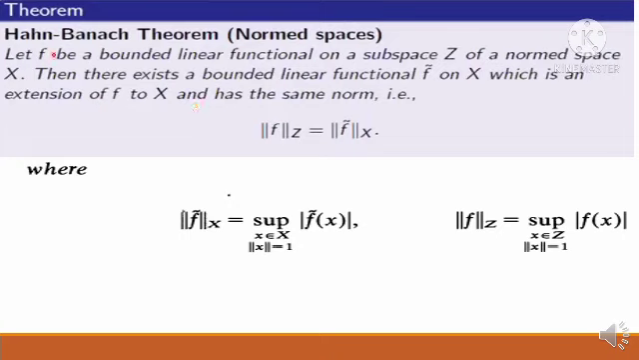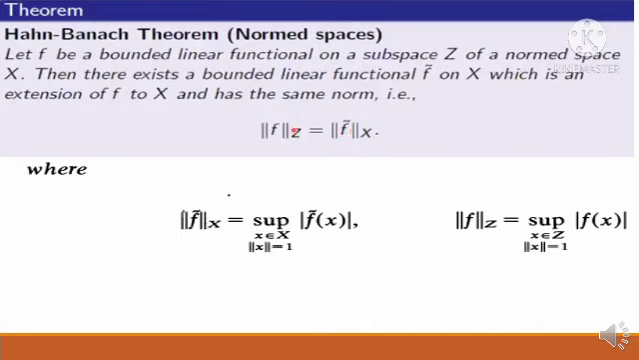Now I come to the main topic of my presentation, which is the Hahn-Banach theorem for normed spaces. Let f be a bounded linear functional on a subspace Z of a normed space X. Here f is not only a bounded linear functional, but it is also defined on a subspace Z. Then there exists a bounded linear functional f tilde on X which is an extension of f to X and has the same norm, that is, the norm of f on its domain is equal to the norm of f tilde on its domain.